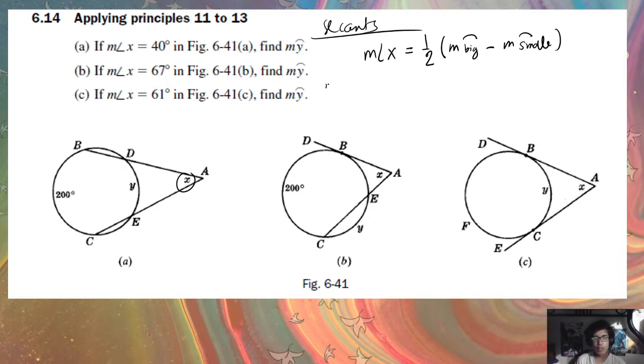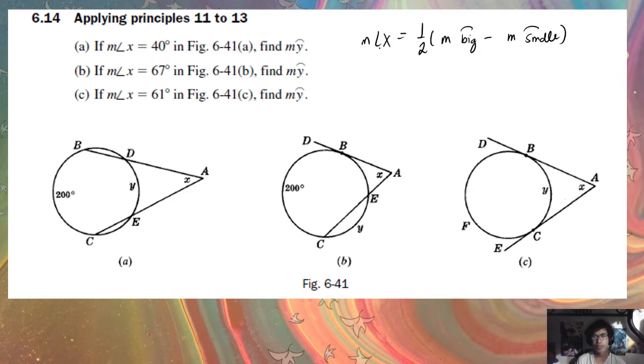For the first one, we have the measurement of angle x is equal to 1/2 of our big angle, which is 200, minus the measurement of our small angle, which is 40 degrees. Since we already know the value of x, let's substitute it to solve for what we are trying to find for all of these three problems, which is the measurement of arc y.